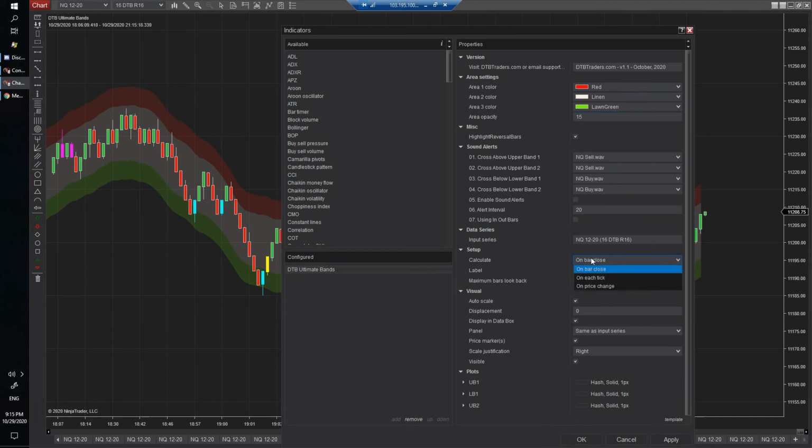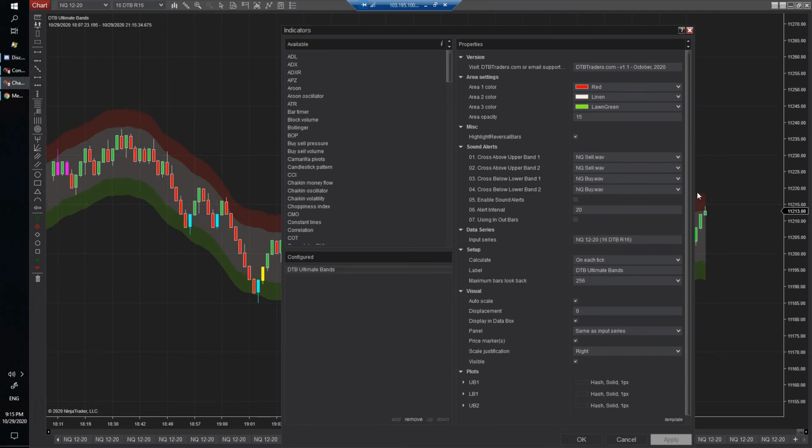So this indicator you need to have on each tick to be really accurate with regards to the alerts. So load it up on each tick, and what it's going to do is alert you the moment that price is hitting those bands, and you can switch over to that chart and either enter a position or modify what price is, or monitor what price is doing at that stage.